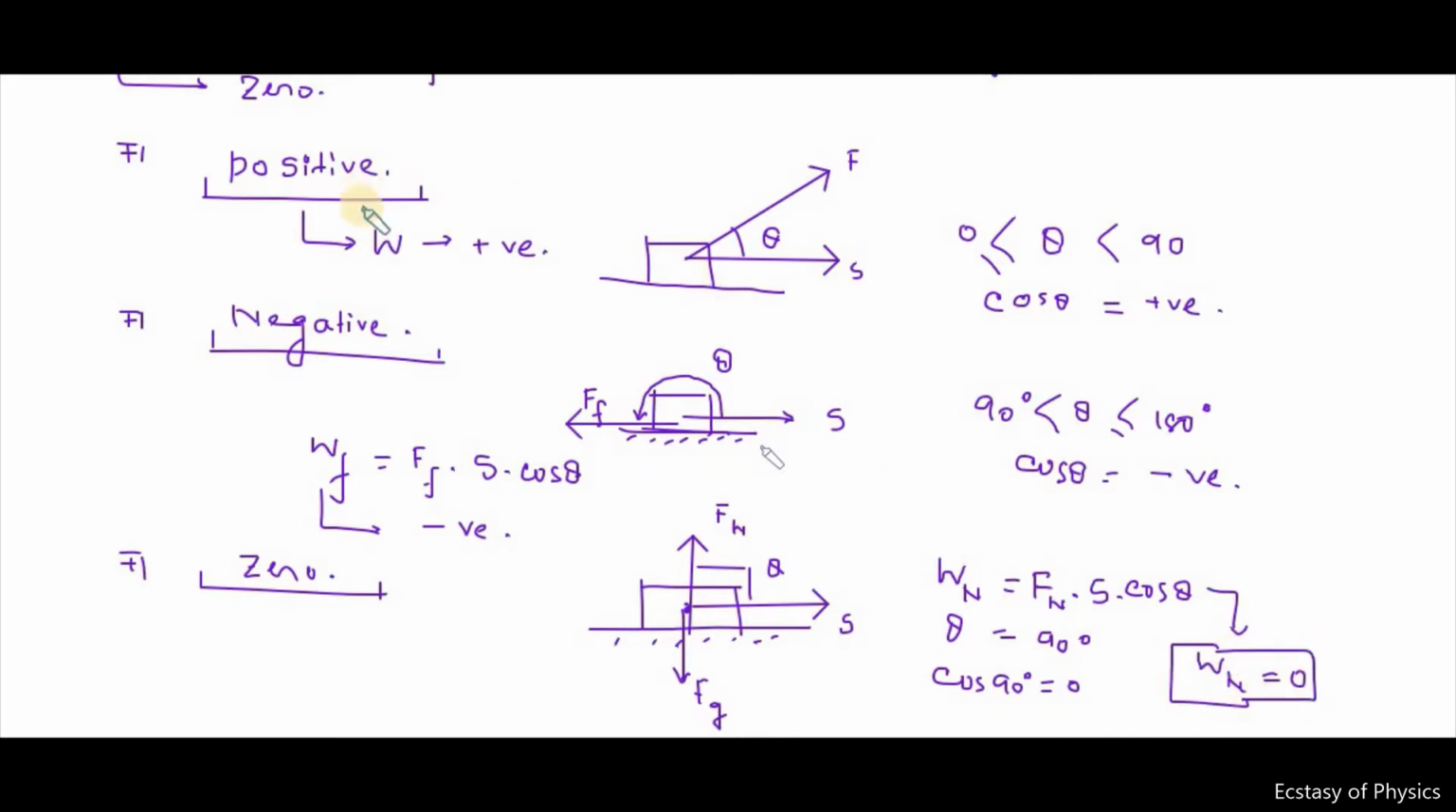So basically these are the three types of classification depending on the value of theta: positive work done, negative work done, or zero work done. Next we are going to talk about the graphical representation of work done.